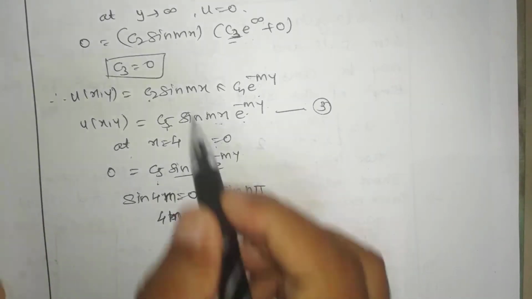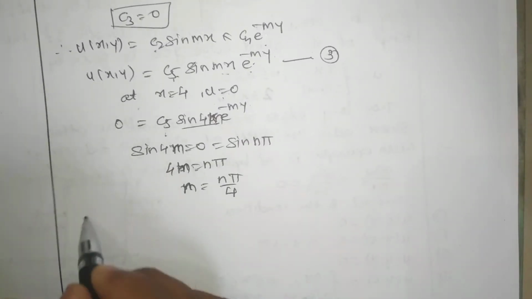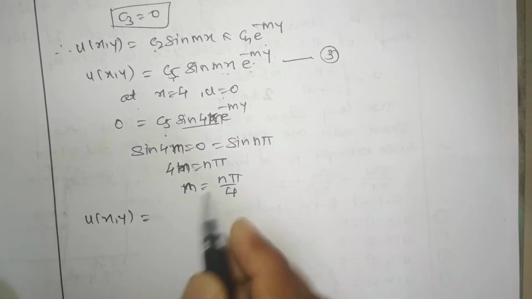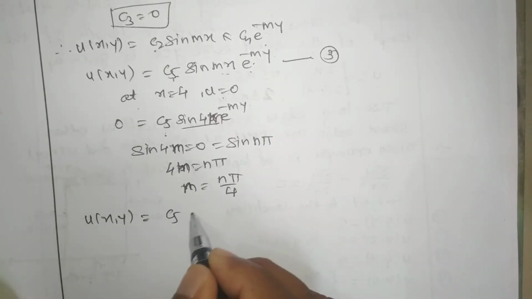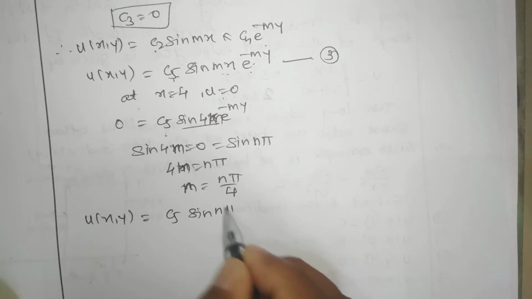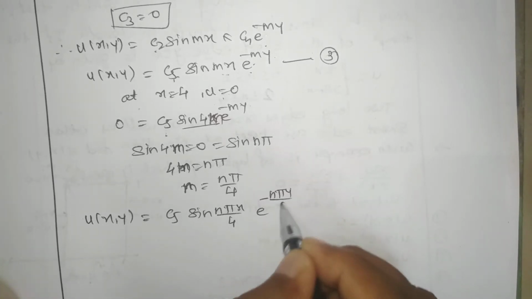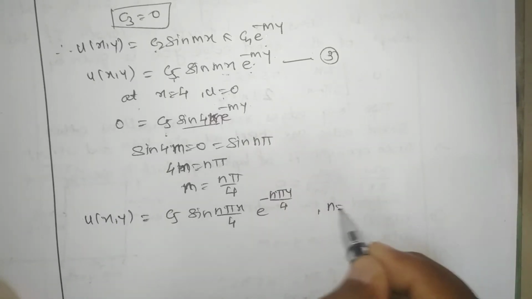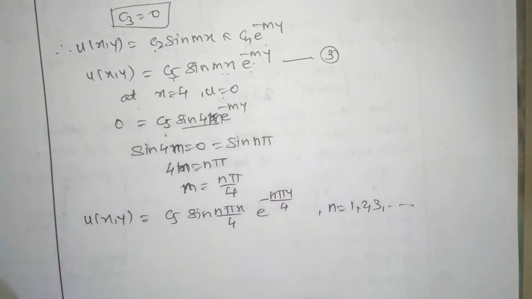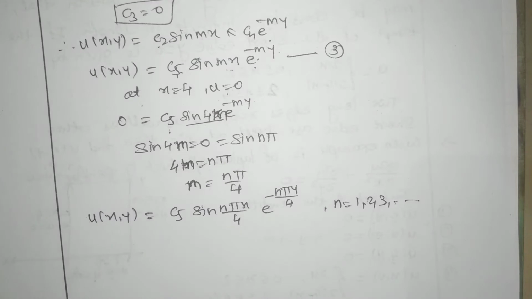So put in equation number 3, the value of m. So u of x comma y is equal to c5 sin(n pi x by 4) e raised to minus n pi y by 4, for n equals 1, 2, 3, and so on. For n equals 1 you will get one solution, for n equals 2 you will get a second solution, n equals 3 you will get a third solution. Like that you will get infinitely many solutions.